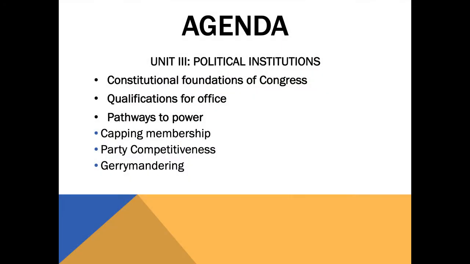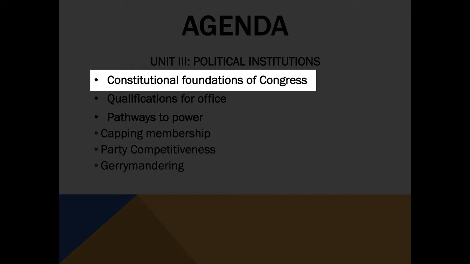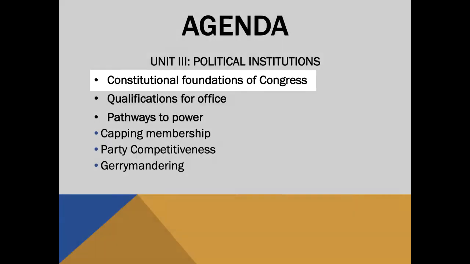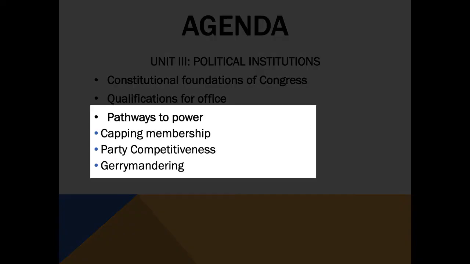For Unit 1 of this lecture, we'll be talking about the three major aspects of Congress that generally revolve around representation. We'll talk about the constitutional foundations of Congress and what the Founding Fathers had envisioned for our national legislature, the qualifications for office, and three particular pathways to power that present some general obstacles to how representative our Congress actually is. So we'll talk about how Congress decided to cap their membership at 435, the role that party competitiveness plays in Congress, and then finally, gerrymandering.